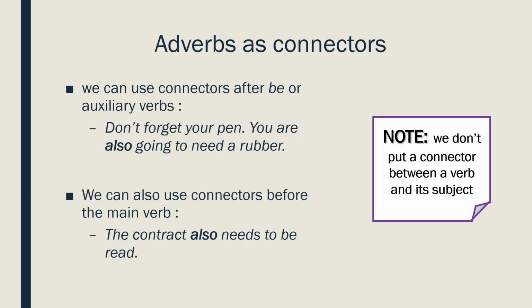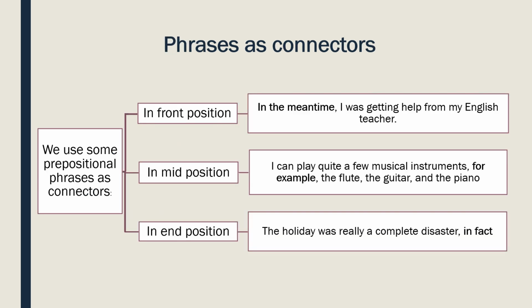We can also use connectors after the verb to be or an auxiliary verb, like in the sentence, don't forget your pen, you are also going to need a rubber. And we can use them before the main verb, like in the sentence, the contract also needs to be read. We don't put a connector between a verb and its subject.